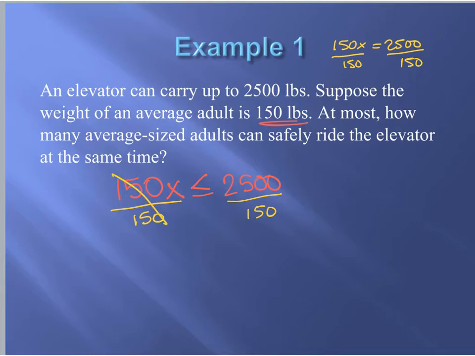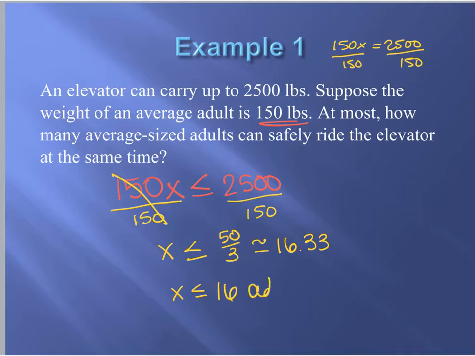The 150 on this side cancels, leaving us with x is less than or equal to 2,500 divided by 150. If we simplify this down, we're going to get 50 divided by 3. So if we look at the approximation, this is approximately 16.33. Well, because we are dealing with a number of people, we can't have 0.33 people, so we're going to have to say that x has to be less than or equal to 16 adults. Because if we jump up to 17, that's going to put us over our 2,500 pounds.